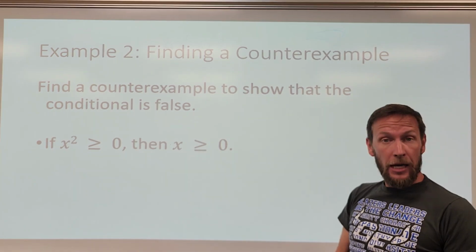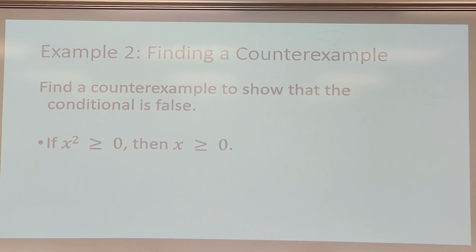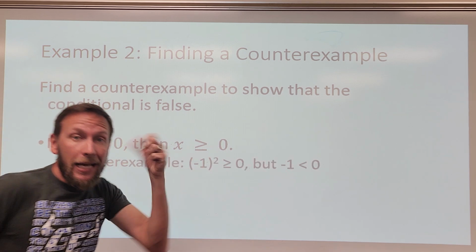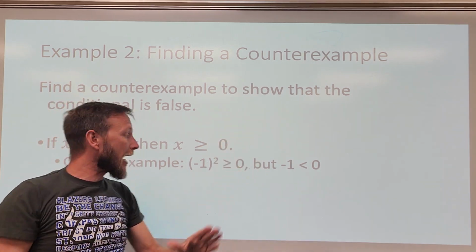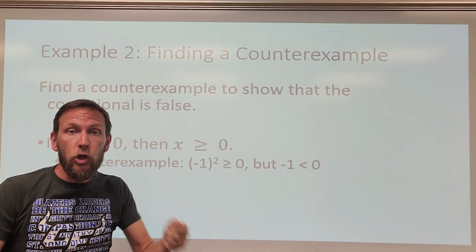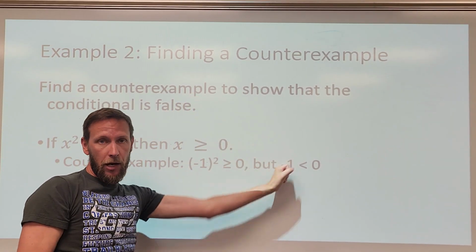So we're going to write down this algebraic statement. If x squared is greater than or equal to 0, then x is greater than or equal to 0. To find a counterexample there, I'm going to use a negative number. My counterexample isn't any negative number. I'm giving a specific negative number. I'm using -1. You could use -5, or you could use -2, but we're giving an actual counterexample.